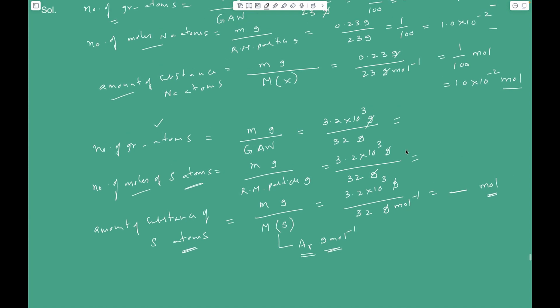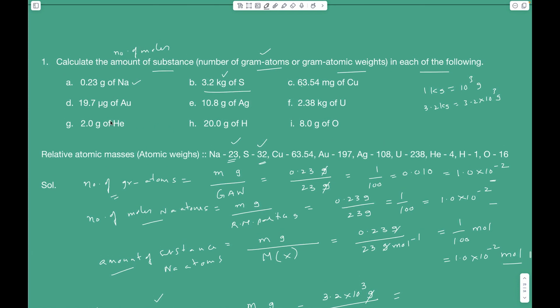So now that you understand how to calculate the number of gram atoms, number of moles and amount of substance, I will leave the remaining as an exercise for you.